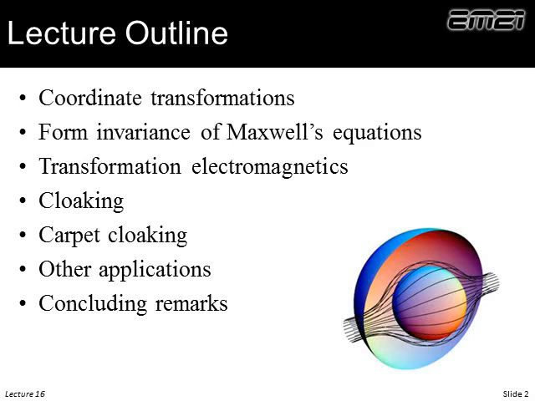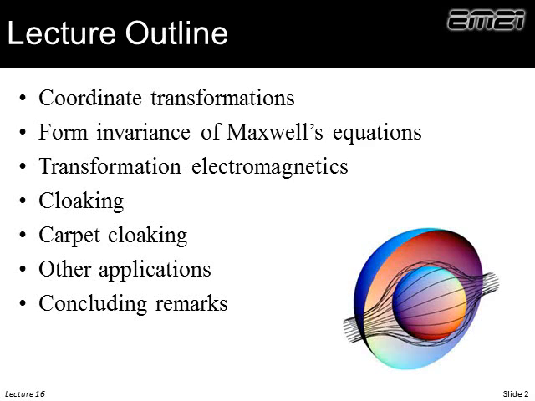We are going to define some kind of coordinate transformation that in this transformed coordinate system, our fields would bend in some prescribed manner, some way that we want. Then we transform the coordinates of Maxwell's equations. What we'll see is that Maxwell's equations have something called form invariance. In other words, they look the same no matter what coordinate system we're in.